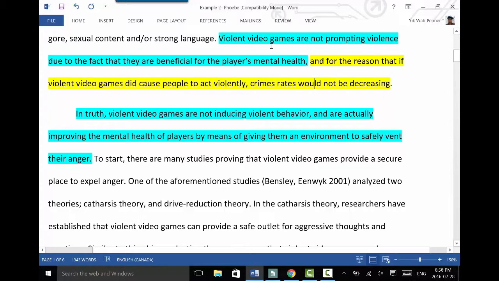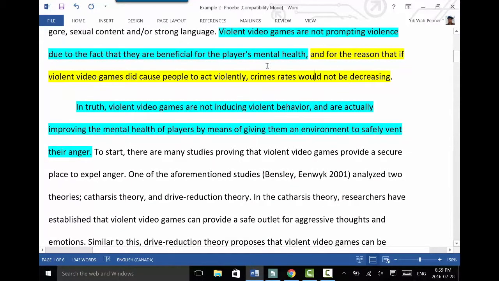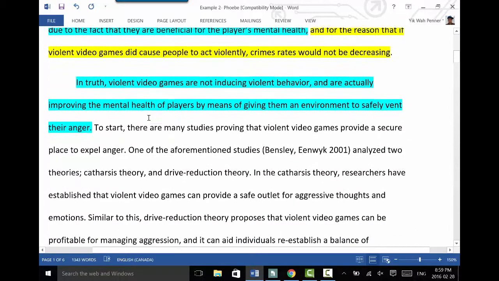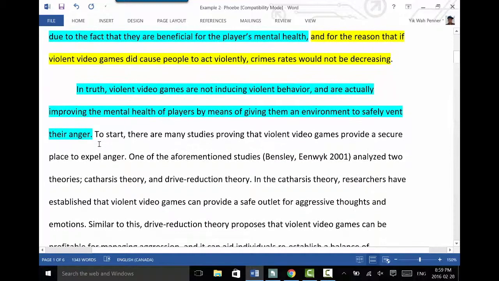Okay, so we see two things. The first is that there's a mental health issue, and the second is crime rates. So she says crime rates would not be decreasing. Okay, so these are the two arguments she's making. So note the blue. The blue is the first contention she's going to raise, and I've color coordinated it here, so she leads with it.